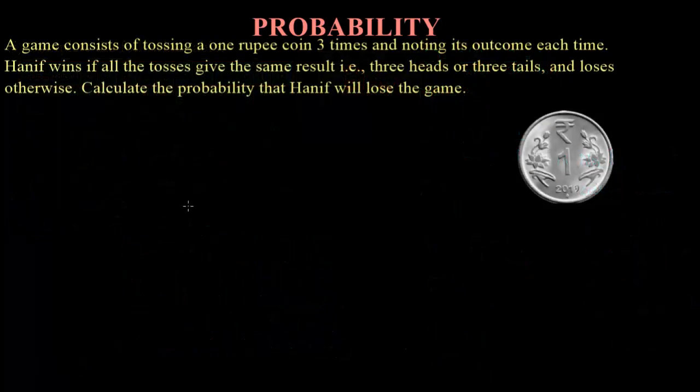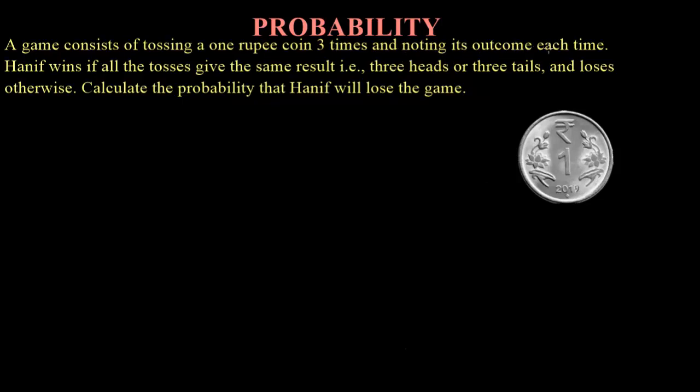Okay, so this is also a question that you may expect, related to a coin thrown 3 times or 3 coins thrown at once. Then you need to understand how to write the total number of outcomes and the favorable outcomes and all, right? So a game consists of tossing a 1 rupee coin 3 times. So the 1 rupee coin has been tossed 3 times, okay?